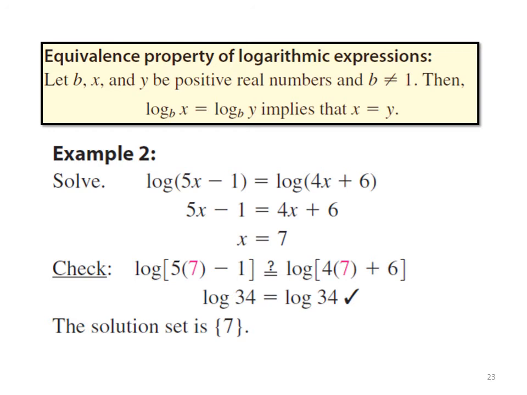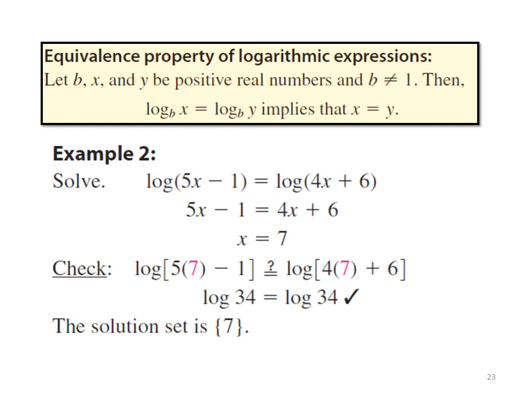Let's see how we can use this to solve equations. Solve the equation log 5x minus 1 equal log 4x plus 6. Of course, here the base is 10. Since the two sides are equal, log to the same base, the arguments must be the same. And 5x minus 1 equals 4x plus 6. And again, you have a linear term that should be easy to solve. Subtract 4x from both sides and add 1. You get x is equal to 7.